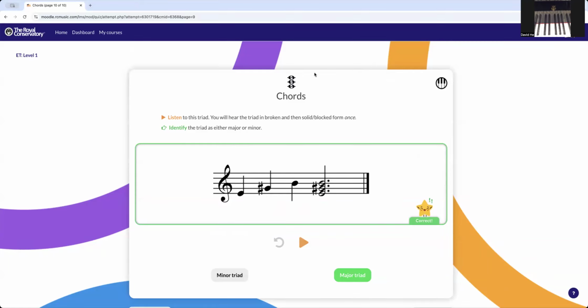Let's take a look at something else in the beginning. Rhythm, we're going to do that one later, but melody, we're going to do the intervals first.